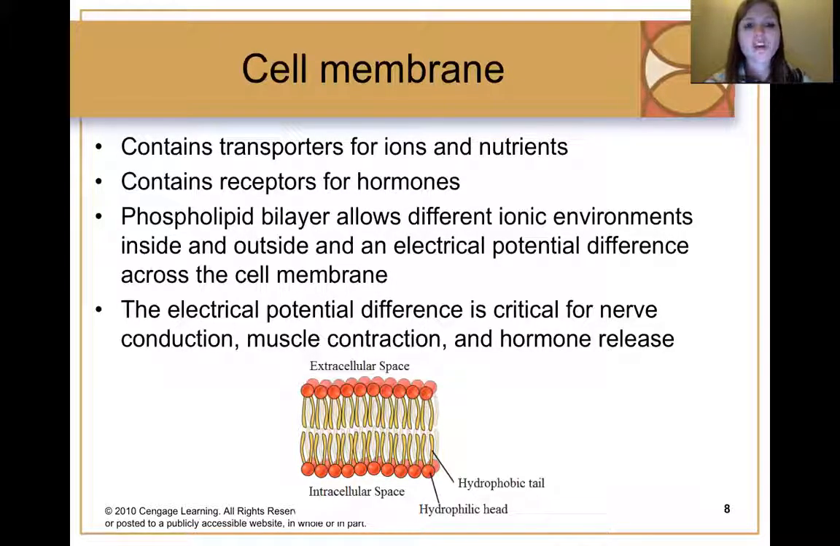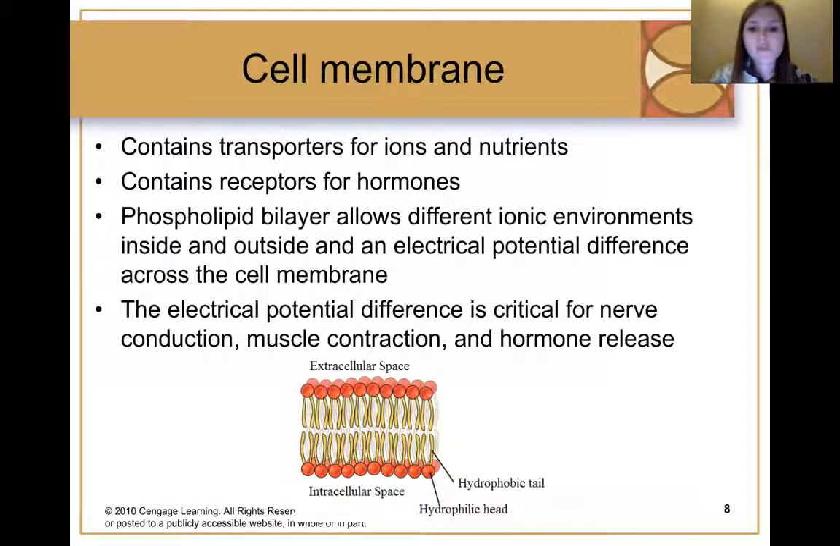And then it also contains receptors for hormones. We'll talk about hormones a little bit later in this chapter. But hormones are produced when something is going on in the body, and then all the cells need to respond a certain way. Well, how do the hormones communicate with the cells of an organ? They have to have a receptor so that those hormones can actually bind to the receptor on that cell in the plasma membrane, and then that will tell the cell what it needs to do and how it needs to respond.